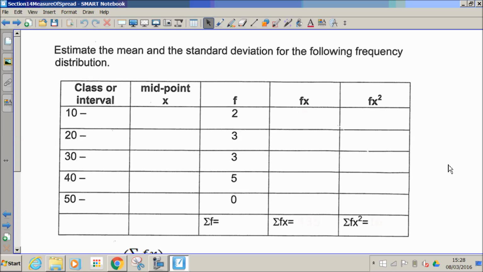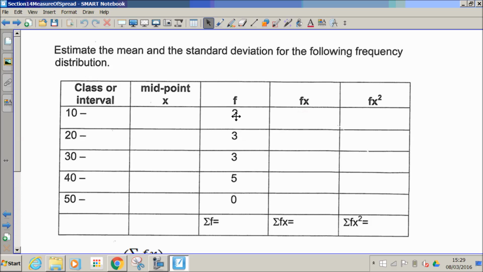Finally, we look at the situation where the values of x are in a grouped frequency table. This means that we know that, for example, 2 of the values of x are between 10 and anything up to 20. 3 of the values of x are between 20 but less than 30. 3 of the values of x are between 30 and less than 40, and so on.